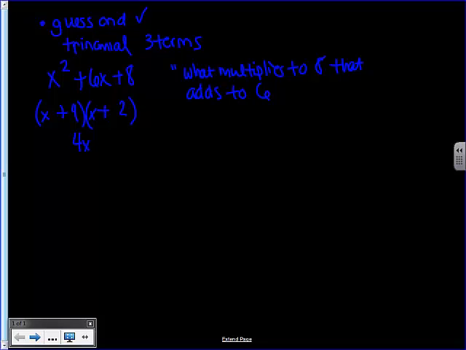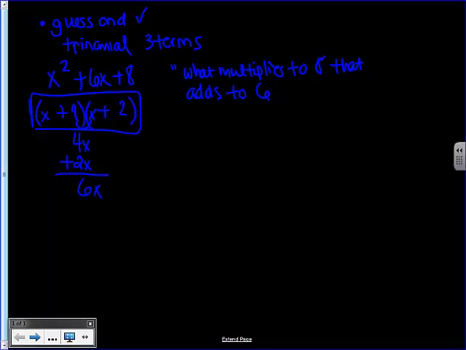Now we're going to check it. Hence it's guess and check. My inner terms multiply to 4x. My outer terms multiply to 2x. Add them together, what do I get? 6x. So I have my middle term. So that is now my answer: x plus 4 times x plus 2. Alright, let's look at another one.